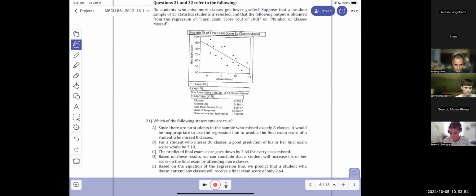Do students who miss more classes get lower grades? Suppose that a random sample of 15 statistics students is selected, and that the following output is obtained from the regression of final exam score on number of classes missed. And just to clarify, how do I make a scatter plot? The first one is always the Y, and then we say "on" or "versus" the X. If you didn't catch that somewhere, I'm pretty sure I mentioned it in the videos.